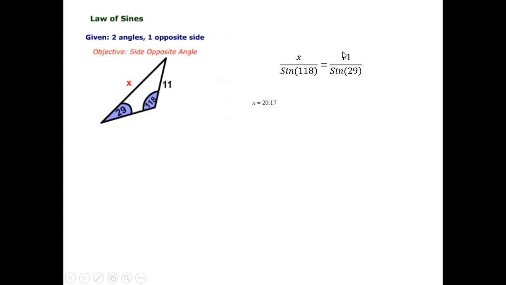Here is the setup as we see. Notice in this way I reciprocate it, which really doesn't make any difference. I had the side over the sine of the angle. So x over sine 118 equals 11 over sine 29. I type those values in my calculator: sine of 118 is 0.88, sine of 29 is 0.48. Cross multiply, solve for x, and find x is equal to 20.17. That's the length of that missing side.